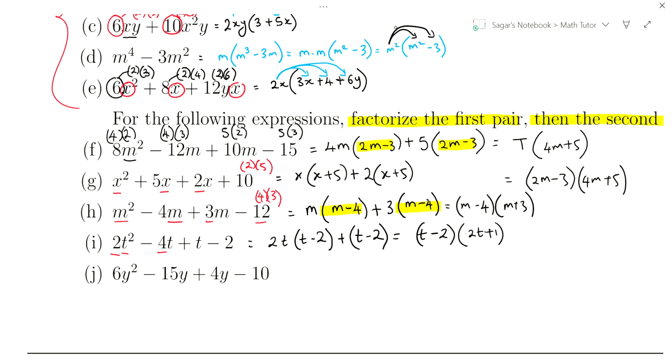If you have doubts with that, just multiply out. You'll see you will get 2t squared minus 4t plus t minus 2. Watch carefully. 2t squared plus t minus 4t minus 2. See, so it's exactly the same. Next one.